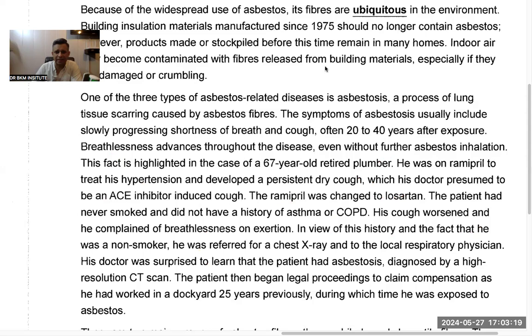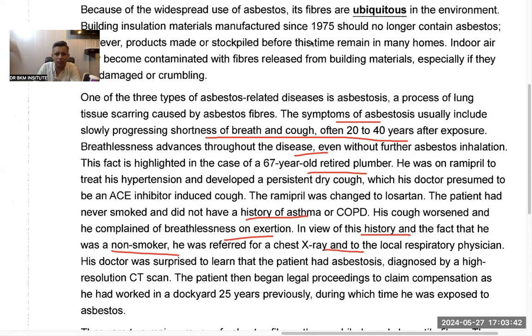What happened first, that is where it started. The symptoms usually include slow progression over 20 to 40 years. First line: breathlessness advances throughout the disease. The fact is highlighted. The patient had never smoked. His cough worsened. In view of the history, he was referred for a chest X-ray.